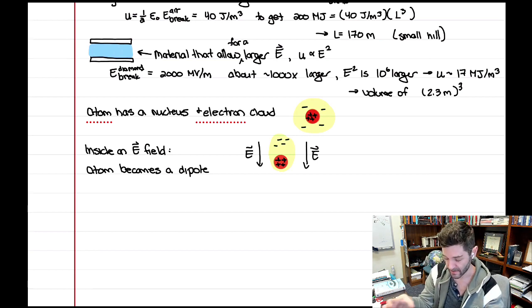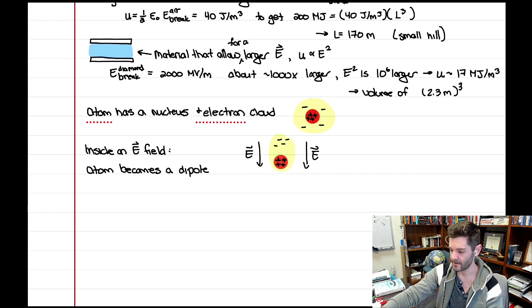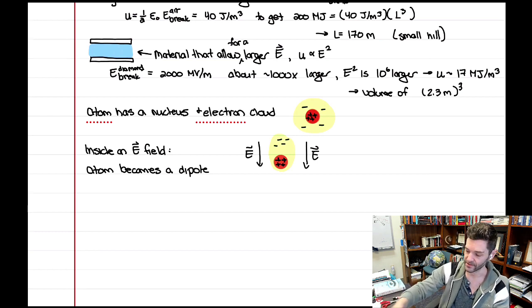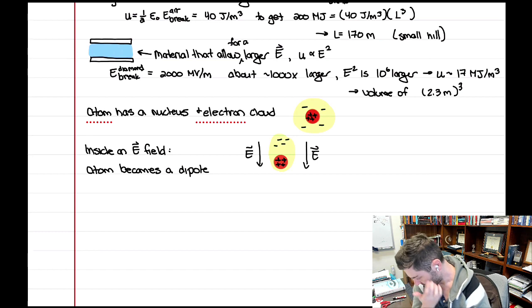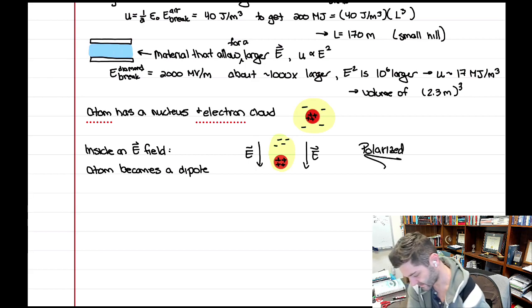Now, some molecules have this naturally, like the chem majors in the class are very familiar with the polarity or polarization of the water molecule. But essentially, in the presence of an electric field, even individual atoms can become polarized in this sense.